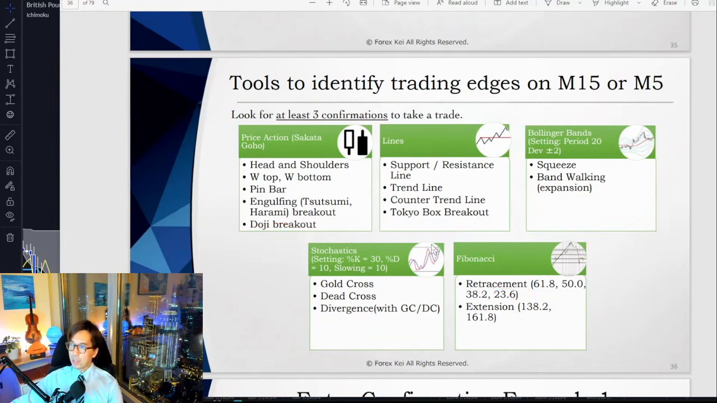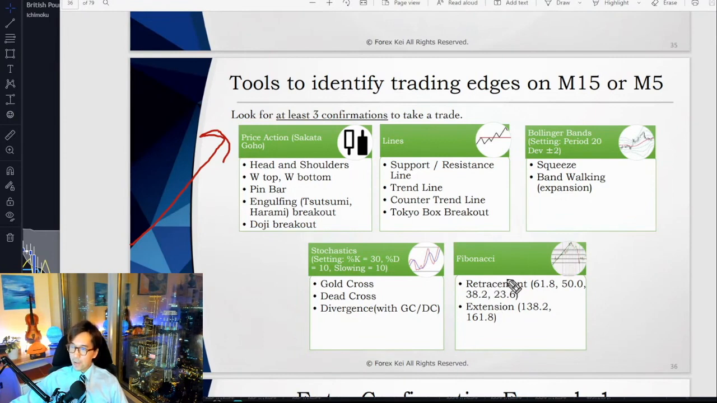It depends on which confirmations I see at the time when I screen charts. But let's say I don't see any confirmations. Let's say it's uptrending in the higher time frame, there is a dead cross in stochastics, and the bands are not really squeezing or expanding, it's kind of sideways, and I don't see any doji breakout, any Tokyo box breakout, or any Fibonacci bounce. If I don't see any trending edges, then I simply walk away and come back a couple of hours later.